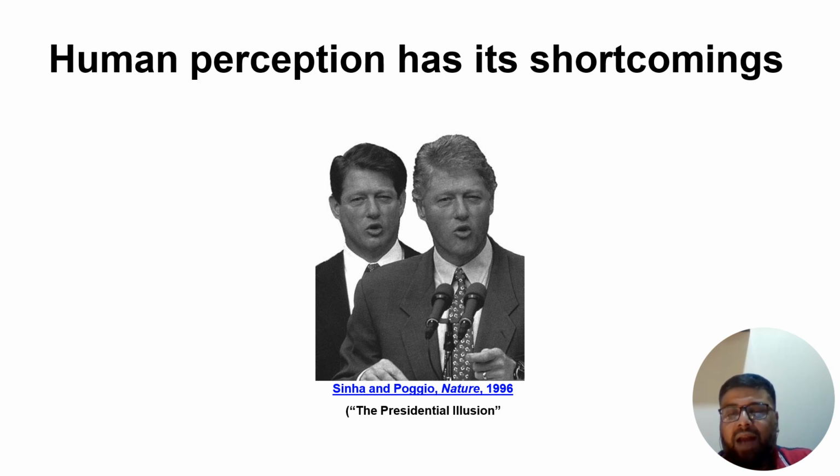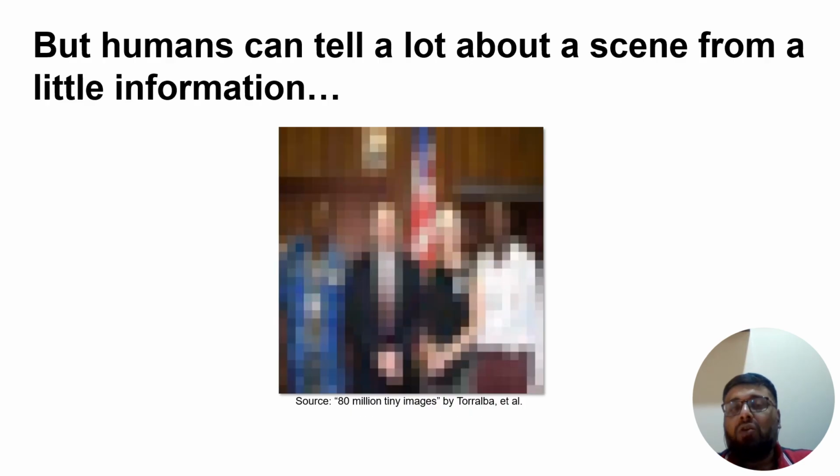But the facial recognition system can identify that these are two different people. So there can be shortcomings for a human, but it can easily be identified by a machine. But humans can tell a lot about a scene from little information.